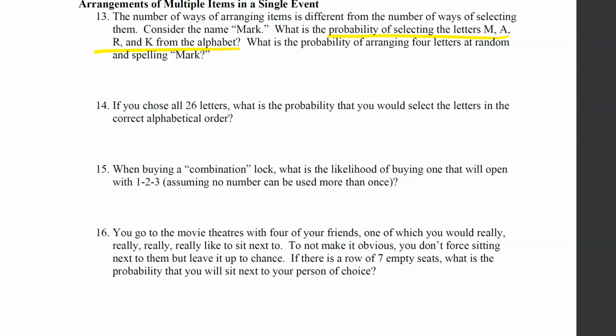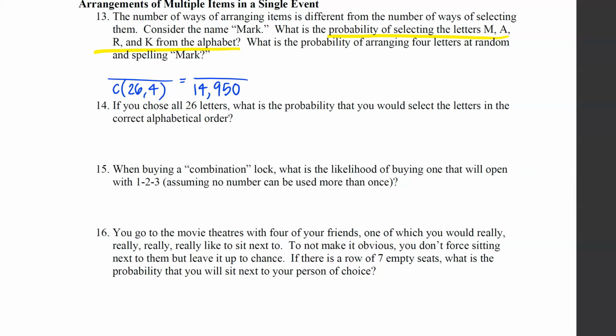I can select R, M, A, K, or R, A, M, K, etc. It's just a simple selection. I am doing a multiple selection though, because I am choosing 4 letters at the same time. So this would be a combination of 26, 4. Of the total 26 letters that I have in the alphabet, how many different ways can I select 4 of them? In your calculators, you would type in 26, probability, nCr, 4, and there are a total of 14,950 different ways that I can select 4 letters from the 26 letters in our alphabet.